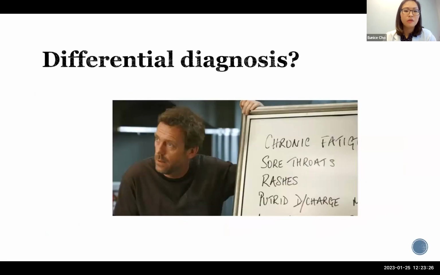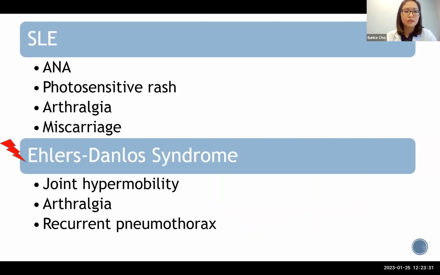Putting it all together, the diagnosis that the rheumatologist came up with was that we're suspecting she may have lupus, given that her ANA was positive. She's got this photosensitive rash, she's got arthralgia, and she had a history of miscarriage, and some additional blood work was sent by the rheumatologist. But what was most interesting for me was that she's also suspected of having Ehlers-Danlos syndrome, which I wasn't too familiar with. The reason it was suspected in her case was because of her joint hypermobility, arthralgia, and the recurrent pneumothorax history itself.